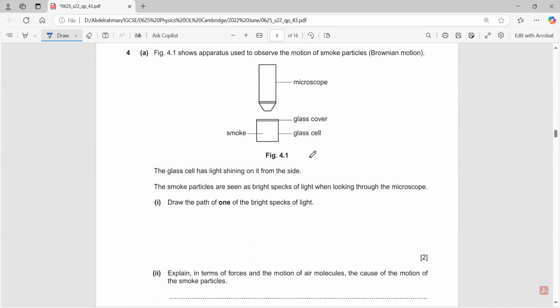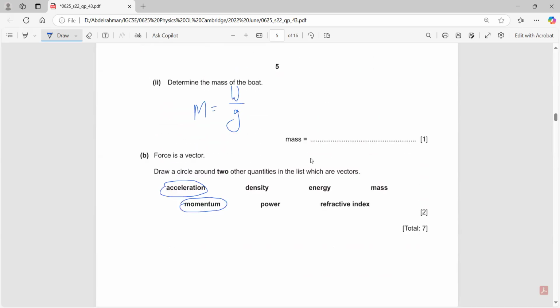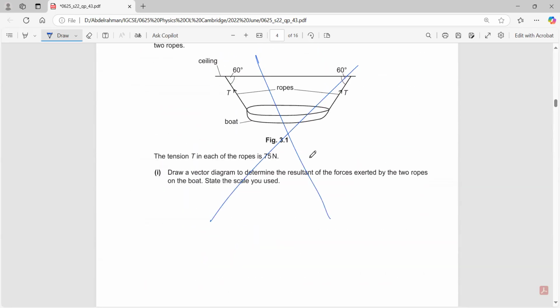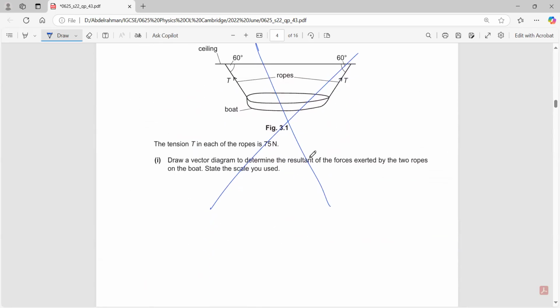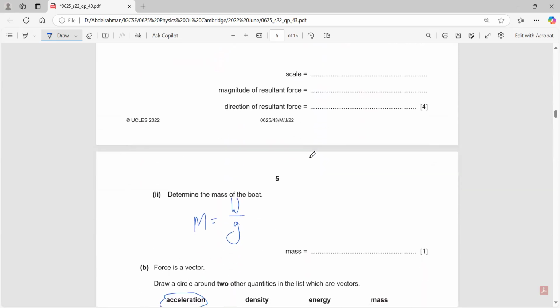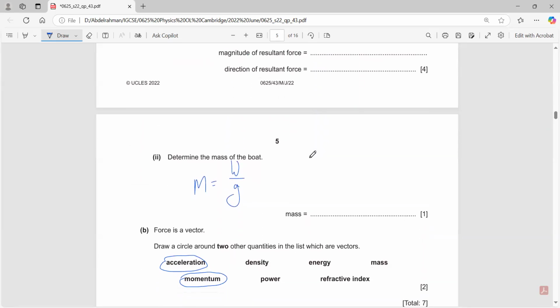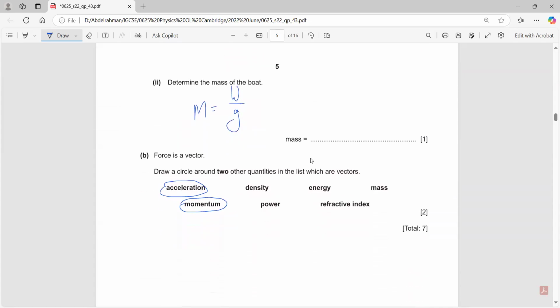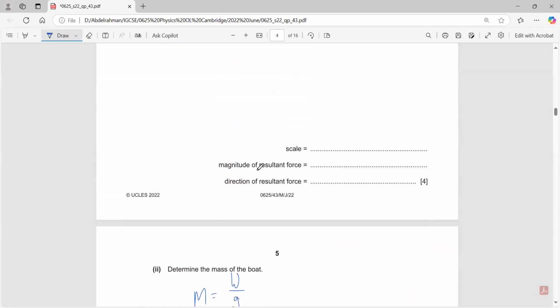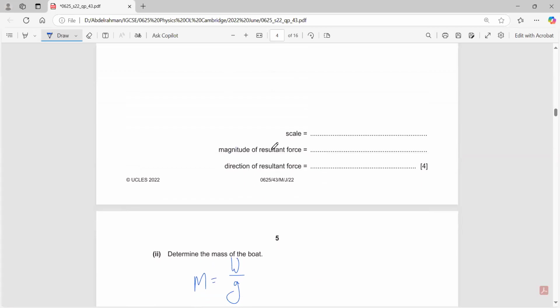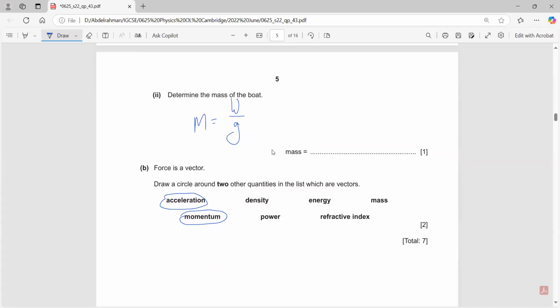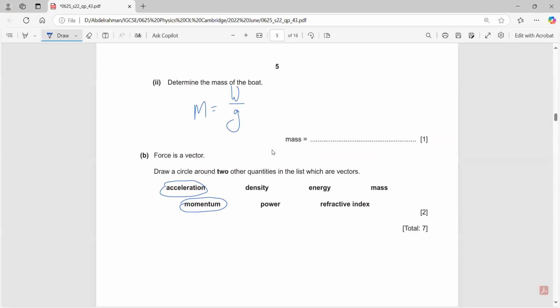Question 4. Okay. This question we are not required to solve. Question 3 is all cancelled. 3A is cancelled. 3II also, if you have the weight, you can solve it. Whenever you can find the weight, which is the resultant force in this question, you can find the mass from this weight.